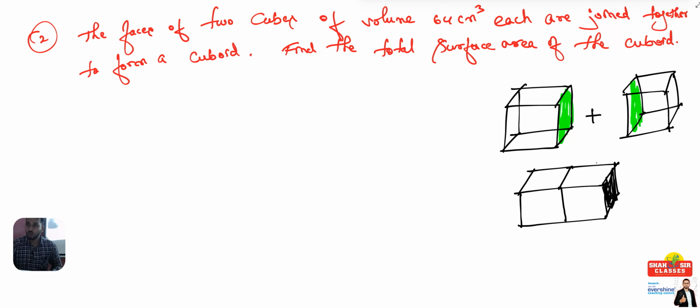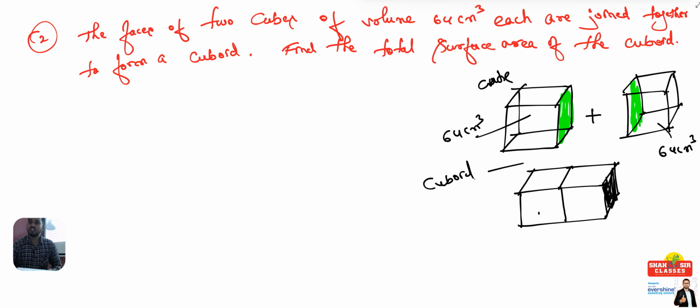The two cubes are joined together, of volume each. What is this volume? 64 centimeter cube. Both volumes are 64 centimeter cube. When they are joined together to form a, this is what? Cube. And this shape is cuboid. When these both join together to form a cuboid, now they are asking us to find the total surface area of this cuboid. Now, the question is simple.